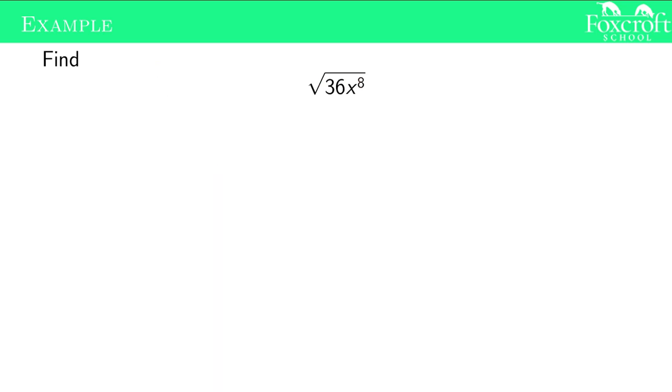Then you can start mixing numbers and variables, but this isn't really anything different. You just treat the numbers and the variable separately. The square root of 36 we saw earlier, that's just 6. And for the square root of x to the 8th, we divide that exponent by 2 because we're breaking it into 2 equal parts, so x to the 4th. If we took 6x to the 4th and multiplied it by 6x to the 4th, we'd get 36x to the 8th.